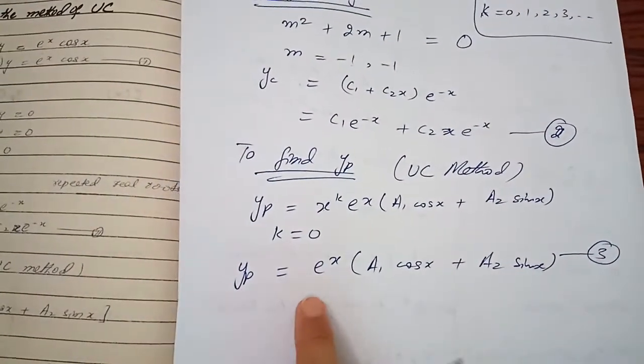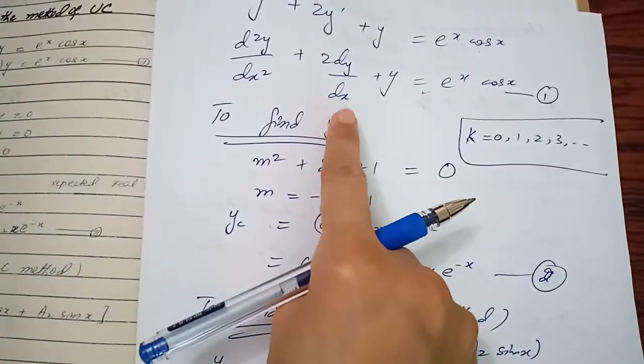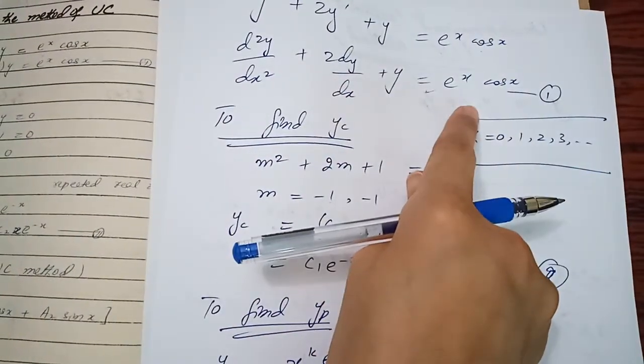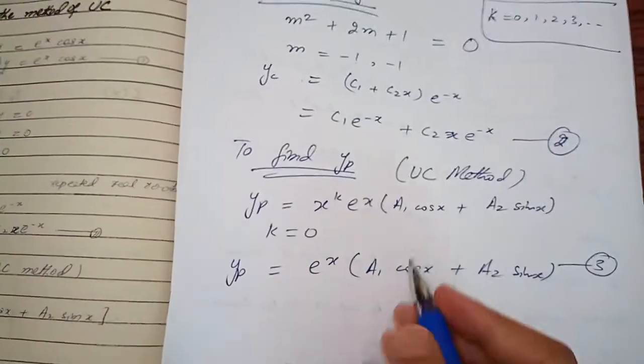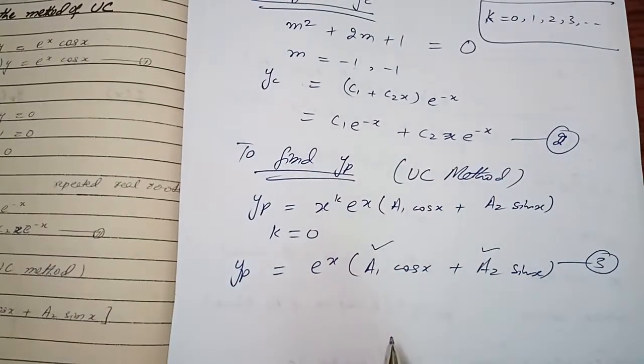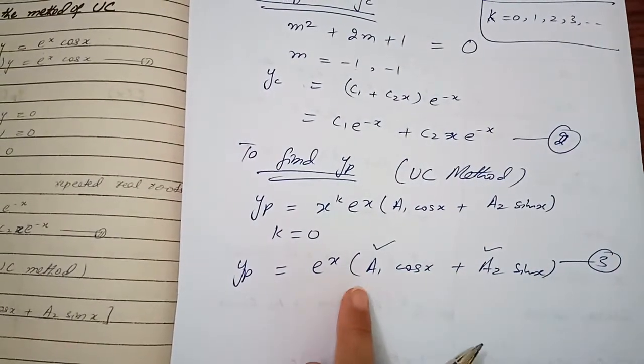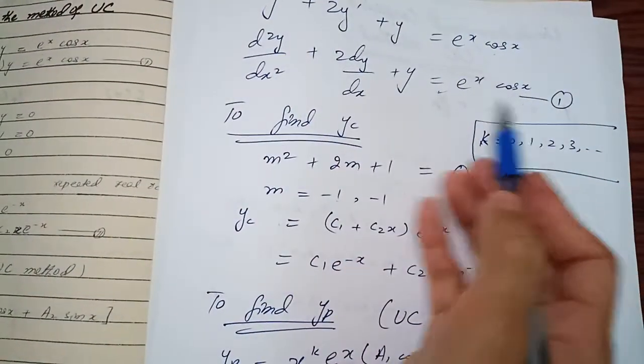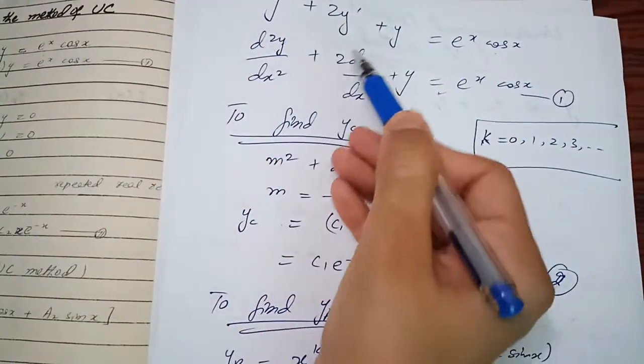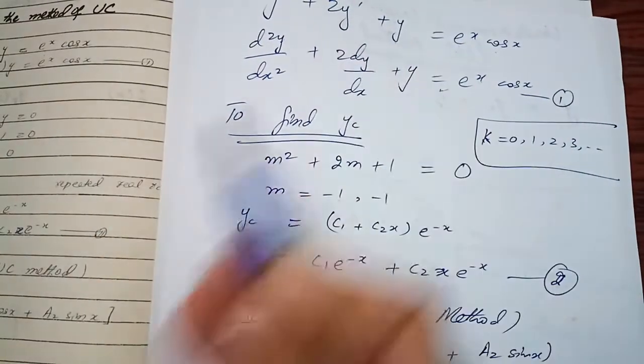Now, equation 3 is the solution of your equation 1, so it must satisfy the left and right side. Our main purpose right now is to find a1 and a2. And how are we going to find them? We are going to substitute this y in this equation. We need its second derivative, its first derivative, and y as it is.